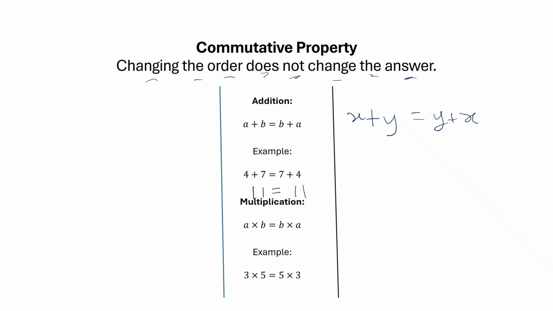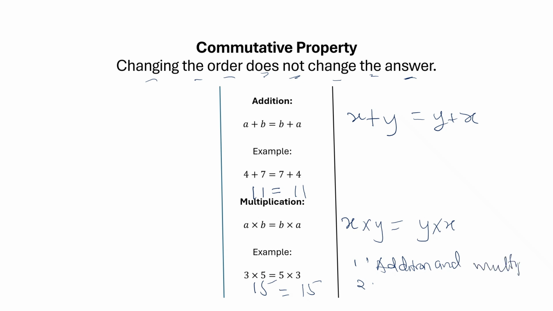Then also we have a times b is equal to b times a. It means x times y is equal to y times x. Having the expression here, 3 times 5 will give you 15, and then 5 times 3 similarly gives you the same answer. I guess you can give yourself at least one or two examples in relation to what we have done today. But you should note that addition and multiplication are commutative.